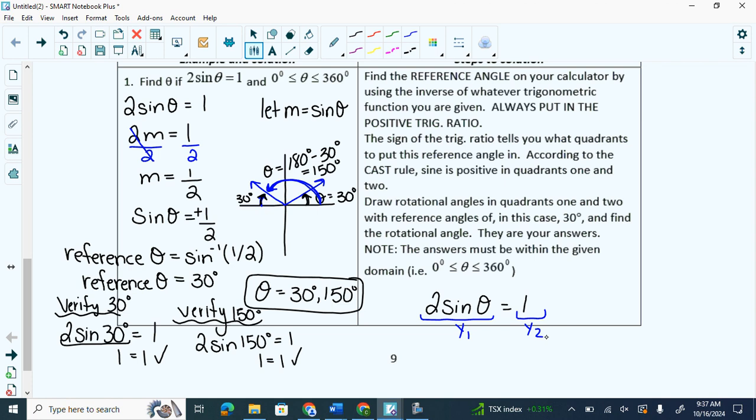So instead of theta, you can just press the X, T, theta, N button, because that represents all the variables, correct? So you would go 2 sine x, using that X, T, theta, N button. Right? And then you go zoom trig. Does everyone have graphs showing up on your screen?